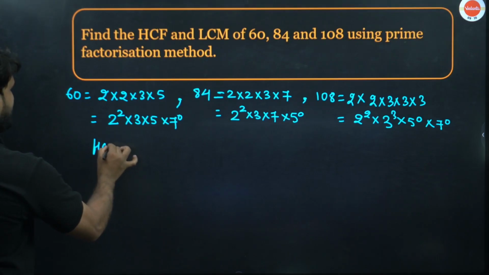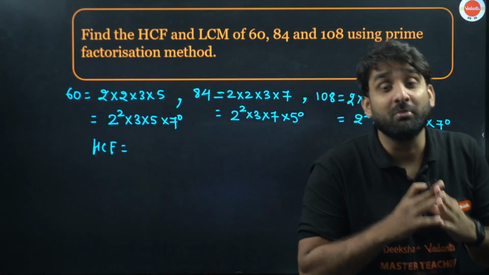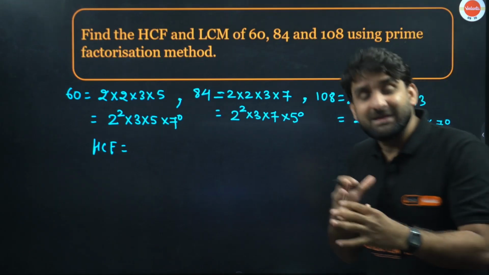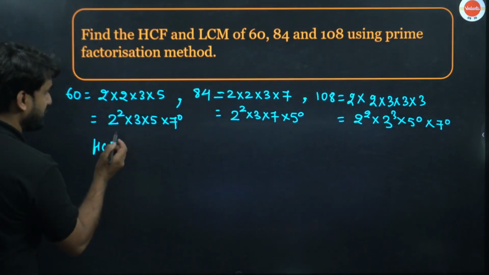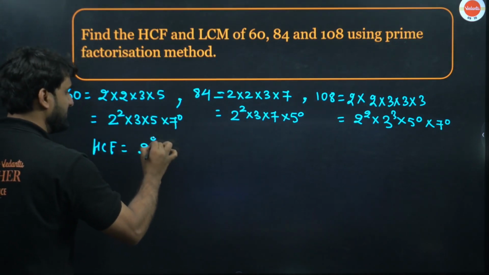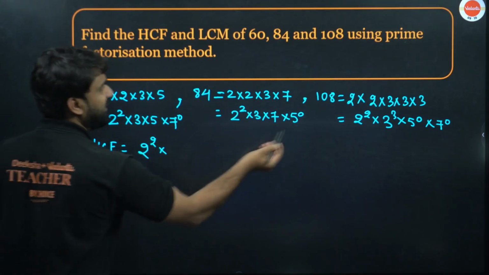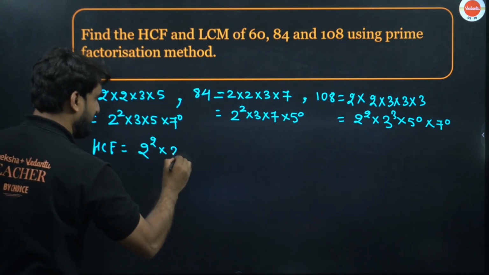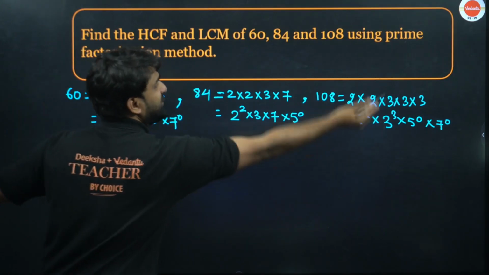Now find out the HCF. I have already told you, HCF is the highest common factor, and to calculate the HCF we have to take the least, the smallest power. So for 2, it is 2 to the power 2, 2 to the power 2, 2 to the power 2, luckily all are the same. So 2 to the power 2 will be considered. Now 3 to the power 1, 3 to the power 1, 3 to the power 3. So 3 to the power 1, the smallest power, will be considered. 5 to the power 1, 5 to the power 0, 5 to the power 0.